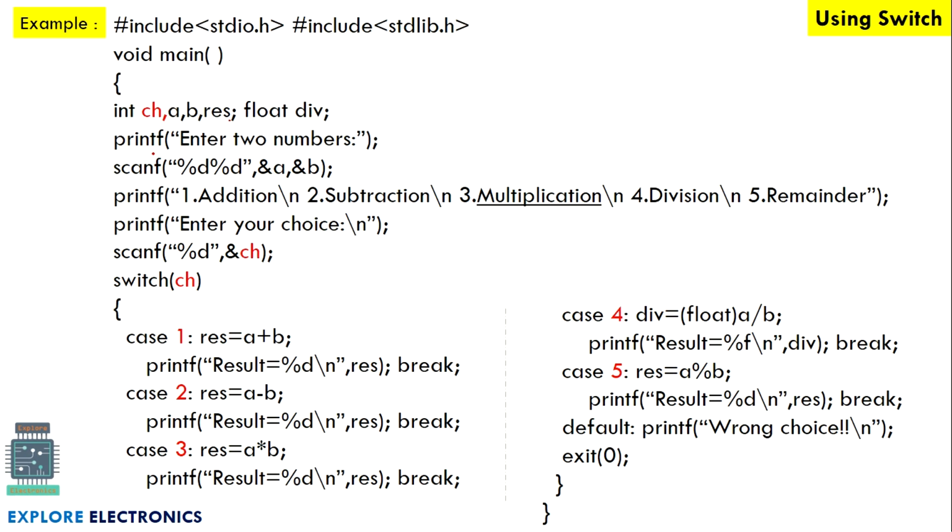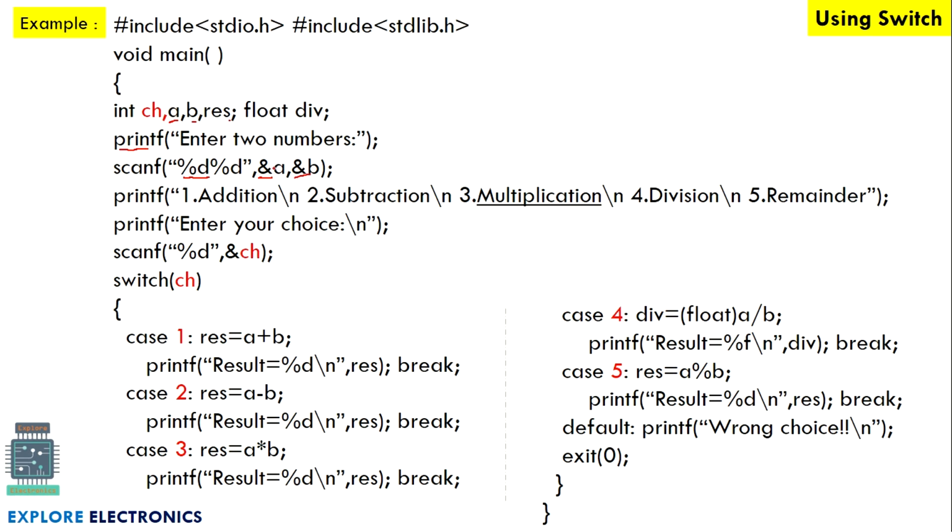Now we need to ask the user to enter two numbers, so we are printing on the screen, enter two numbers. Now we need to take the user entered values into these two variables, a and b. We are specifying the format as %d, that means it will take decimal integers.